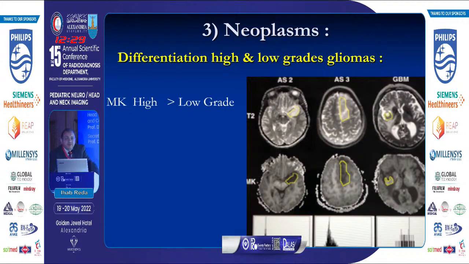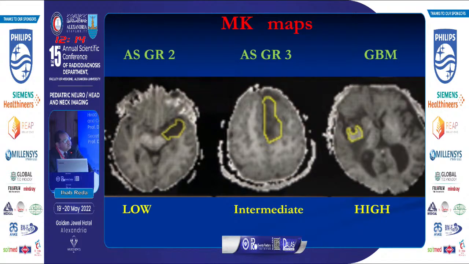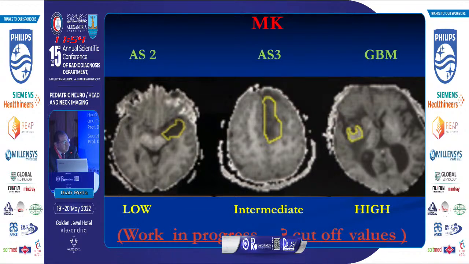In neoplasm, our goal always is to differentiate high and low-grade tumor without biopsy. They found that mean kurtosis is high in high-grade tumor, low in low grade. And we can see these are cases of astrocytoma grade 2, grade 3, and glioblastoma grade 4. In the mean kurtosis map, it is hypointense in low grade on T2, hyperintense in the higher grade glioblastoma, intermediate signal or intermediate value in grade 3. We are working to get cutoff values, and we have a work in progress along these lines on mean kurtosis.